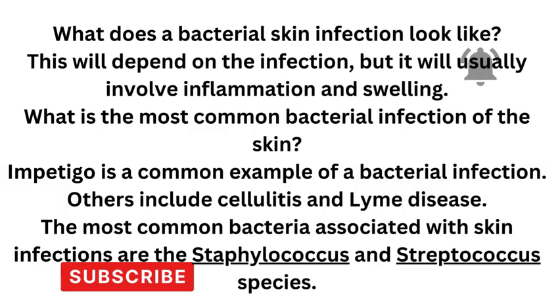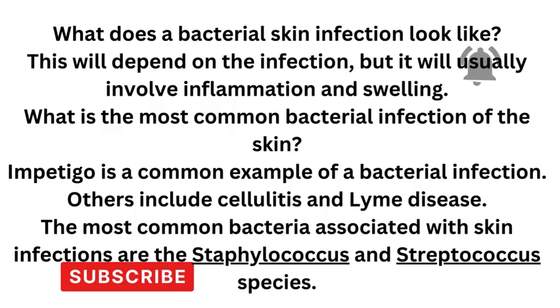Frequently asked questions. What are the main types of skin infections? Skin infections can be bacterial, commonly caused by streptococcal or staphylococcal bacteria. Viral, such as chickenpox or warts. Fungal, for instance, a yeast infection. Parasitic, for example, scabies.